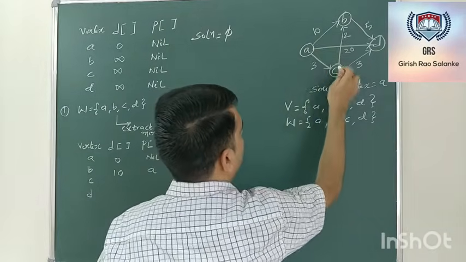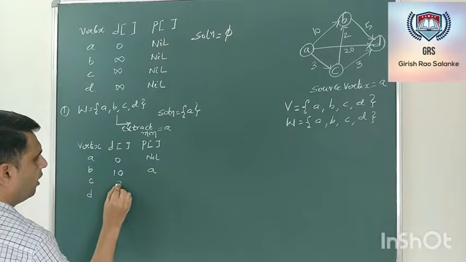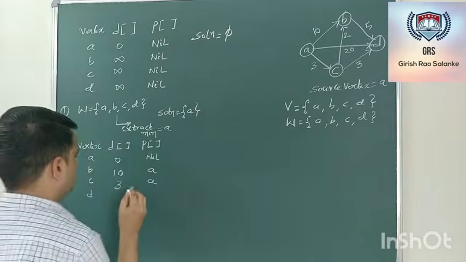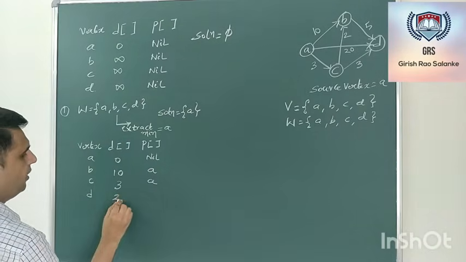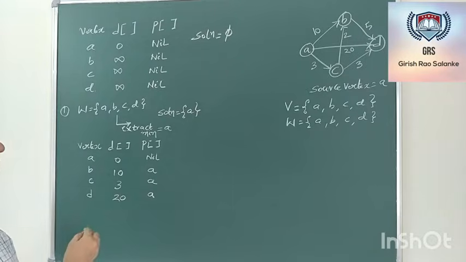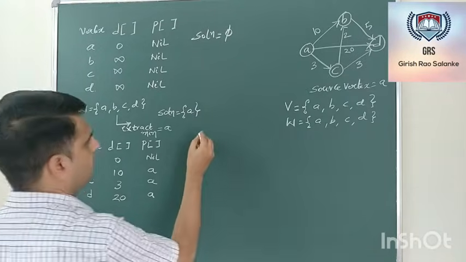Now similarly A to C, it was infinity earlier, now it gets updated to 3. This is A. Similarly A to D, the distance is 20. Earlier it was infinity, I update it to 20. This is the first iteration. Now coming to the second iteration.